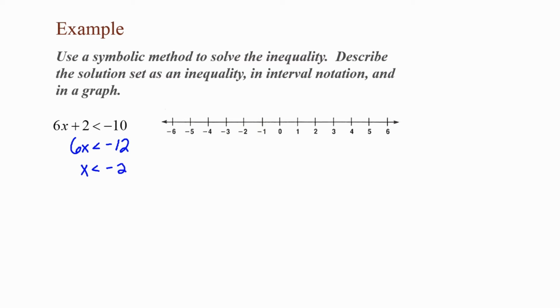Graphing my inequality, I want an open dot at negative 2. And this time, since it's less than, I'm shading to the left. Writing my answer in interval notation, since it's shaded to the left, I begin with negative infinity, comma, negative 2, close parenthesis because it's less than.